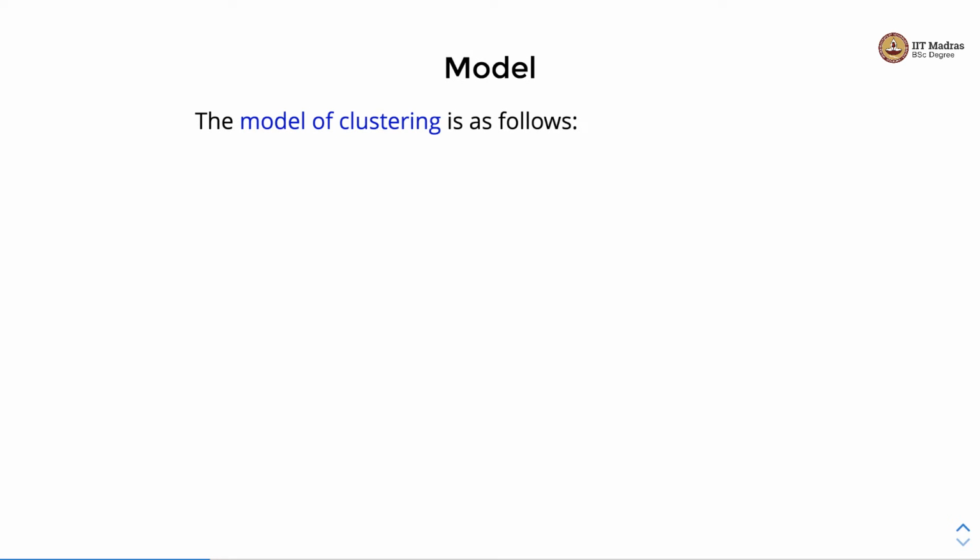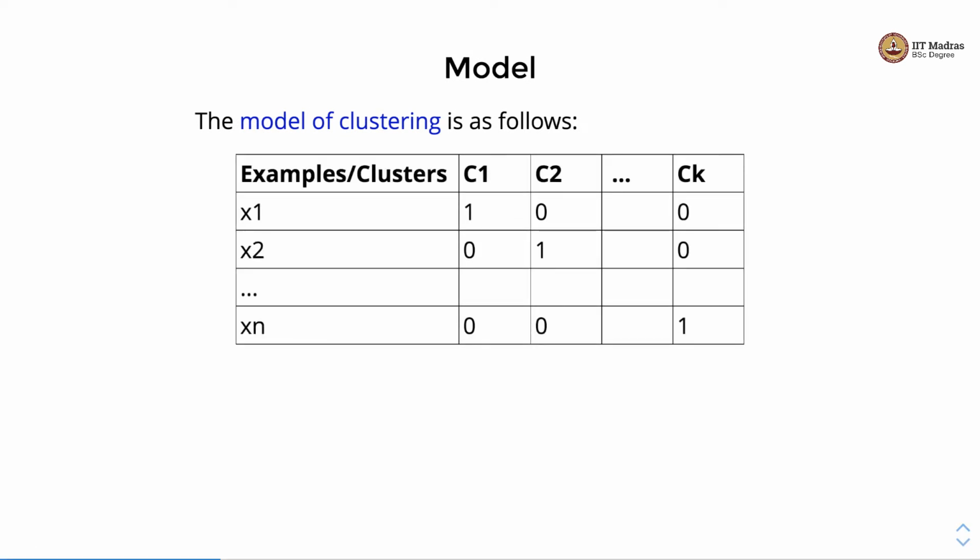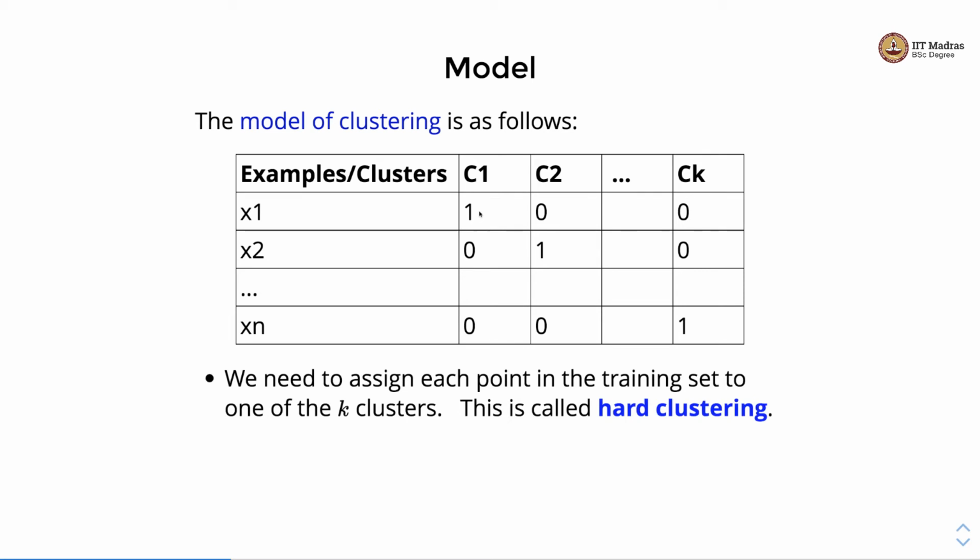Let's look at the model of clustering. So we have examples on the rows and clusters on the column. And the model of clustering is to assign an example to a cluster. Now this membership could be hard membership where the point is assigned to exactly one cluster. So it has got 1 only for one of the k clusters and rest other entries are 0. So this form of clustering is called as hard clustering.